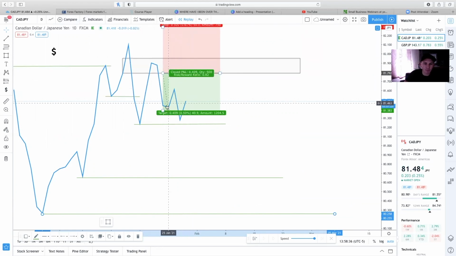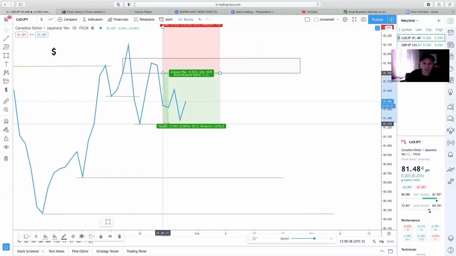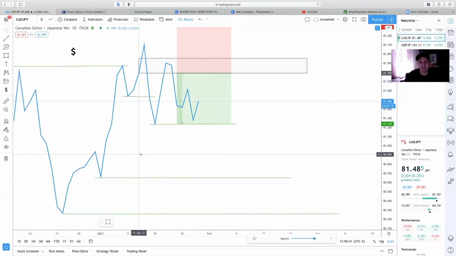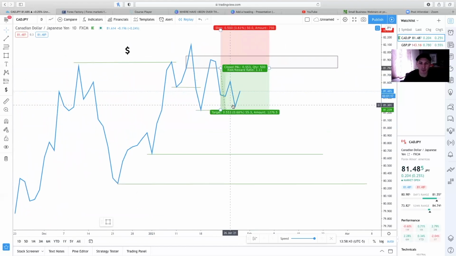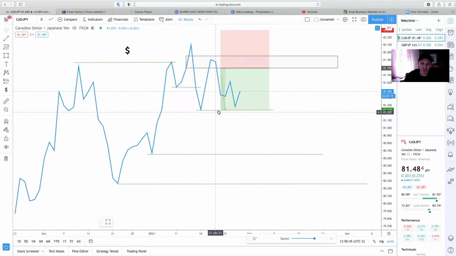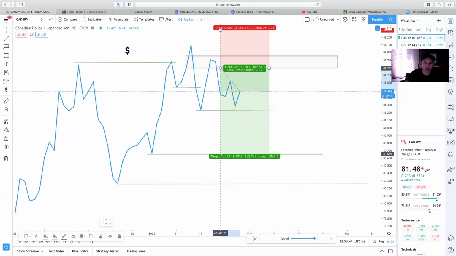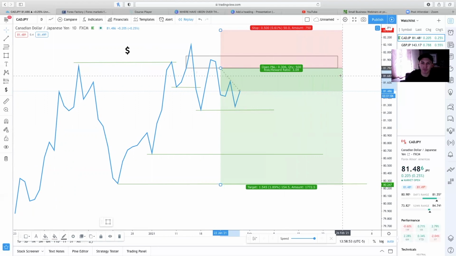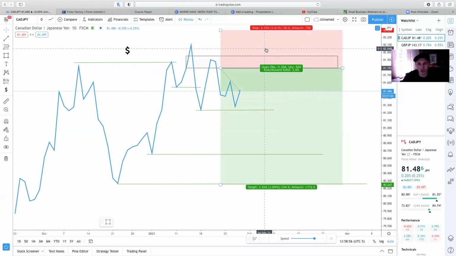Stop loss about 50 pips. Take profit 1 is about 55 pips. So in this scenario, if you're doing just take profit 1, you're looking at a 1-to-1 ratio. But as we pull all the way out to take profit 2, we're looking at 115 pips, and take profit 3 about 150 pips to the downside. So about a 1-to-3 risk to reward ratio.